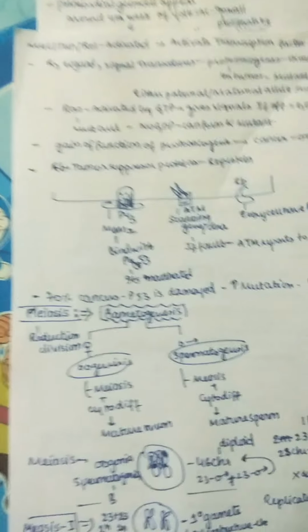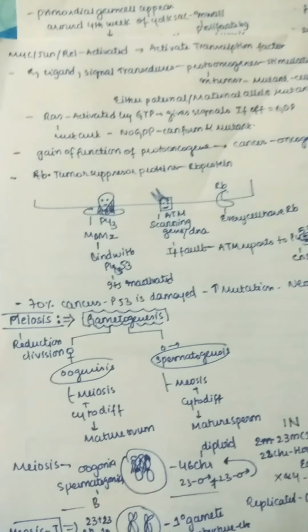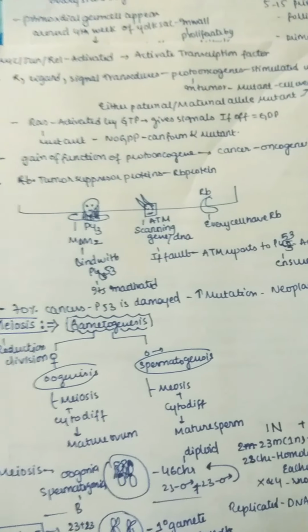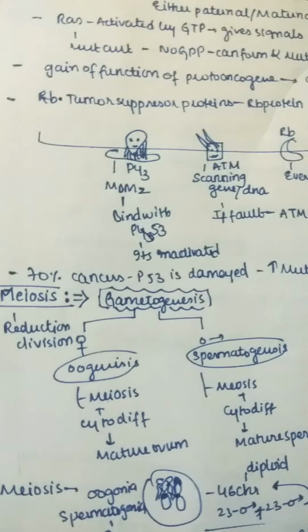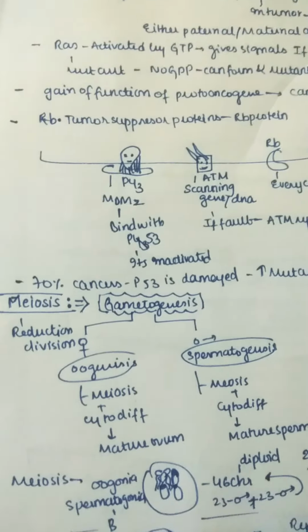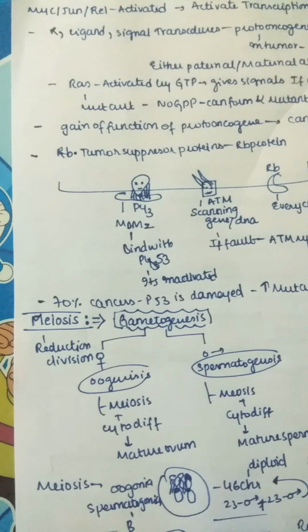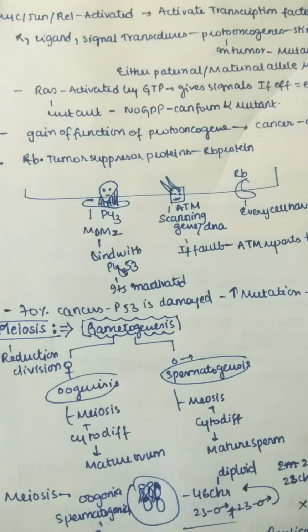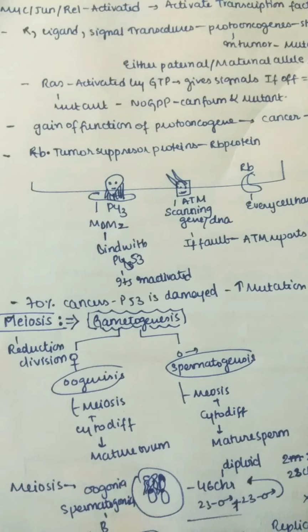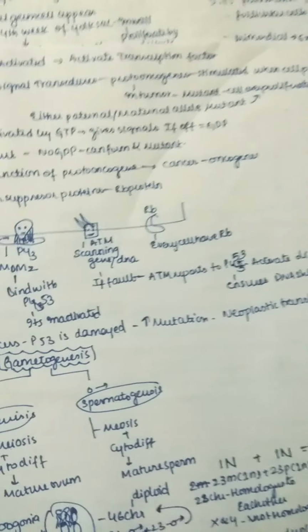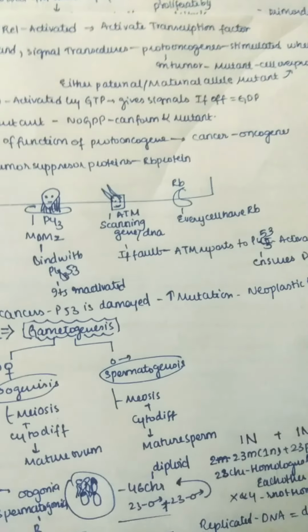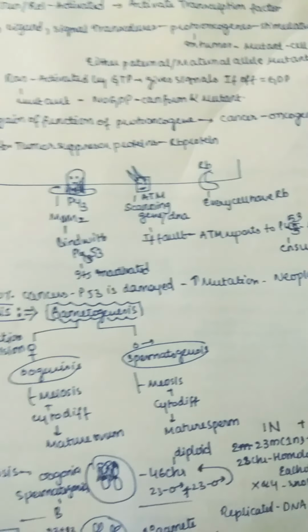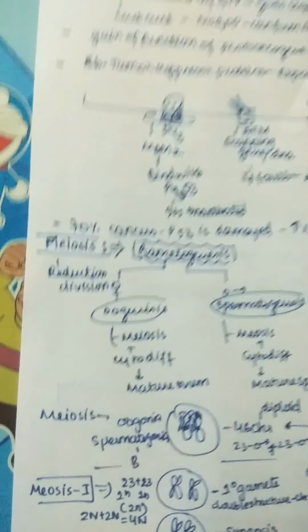So RAS is activated by GTP mainly, which gives the signals. If it is off, then it will close. It will be attached to GDP, usually, RAS. So whenever RAS gets mutant, that is, there is no GDP attached to it, it is always kept on, and the cell may lead to mutation. So the gain of function of proto-oncogenes can cause cancer. That is, the proto-oncogene converting into an oncogene is very dangerous, which causes cancer for sure.